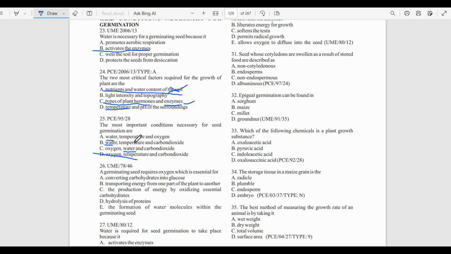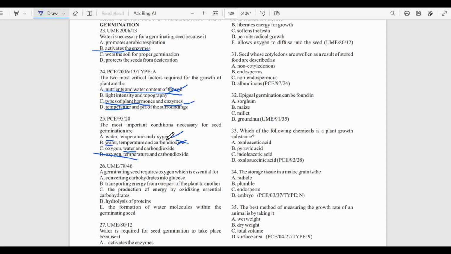Temperature is important. Oxygen is important. And so anywhere you have oxygen, let's mark that as correct. Anywhere there's no oxygen, we cancel it out. So I cancel out B. So I'm now left with what? A and C.